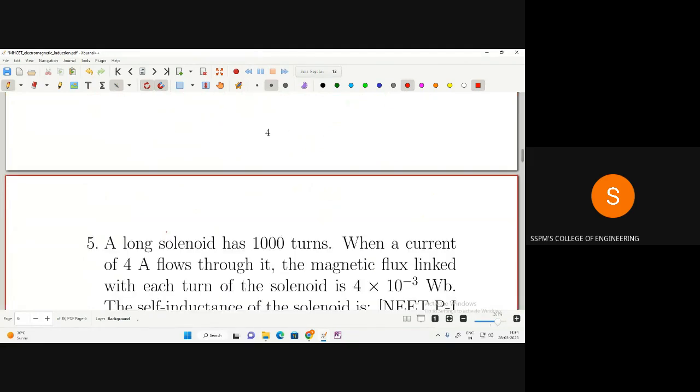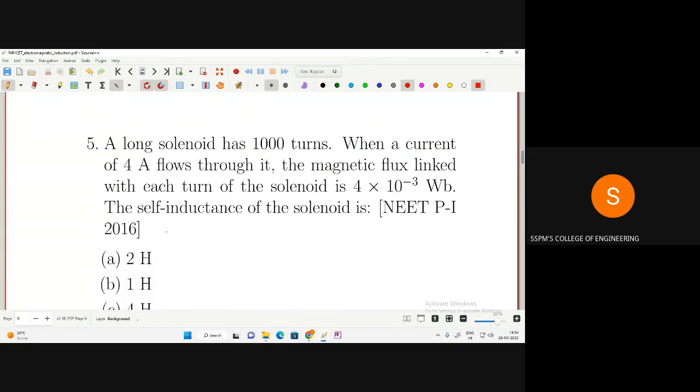Okay, let's move to the next, fifth example. A long solenoid has 1000 turns. When a current of 4 ampere flows through it, the magnetic flux linked with each turn of the solenoid is 4 into 10 to the power minus 3 Weber. The self-inductance of the solenoid, you have to find. And to solve the example, you have to recall the relation for magnetic flux in terms of self-inductance.